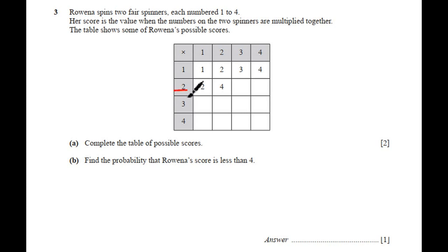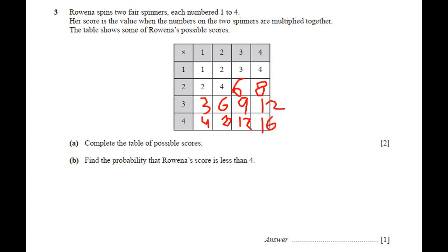So we just have to multiply 2 and 3 here. So we get 6. Then 2 times 4 is 8. 3 times 1 is 3. 3 times 2 is 6. 3 times 3, 9. 12 and so on, 4, 8, 12 and 16. This is 12. All right.